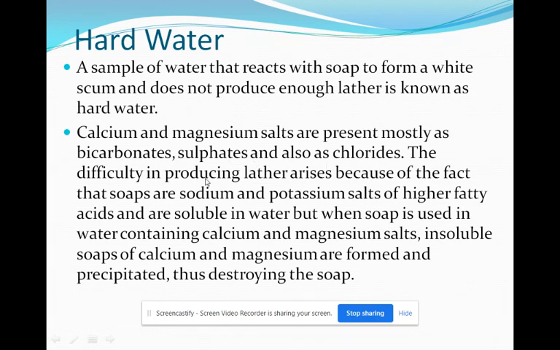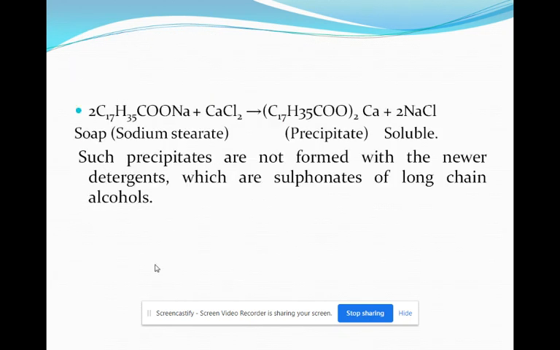The difficulty in producing lather arises because soaps are sodium and potassium salts of higher fatty acids and are soluble in water. But when soap is used in water containing calcium and magnesium salts, the insoluble soaps of calcium and magnesium are formed and precipitated, thus destroying the soap.